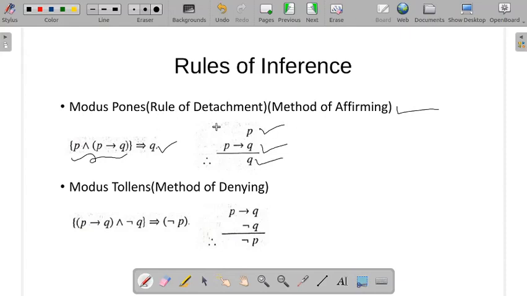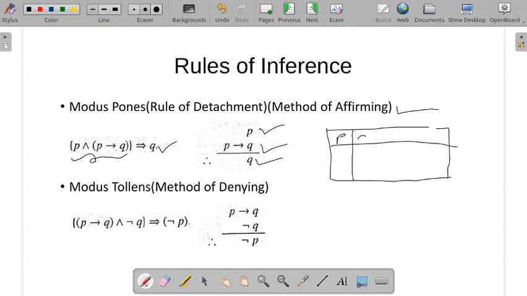We can verify this by writing a truth table. We can easily prove this. So, P, Q, we can have P conditional Q.